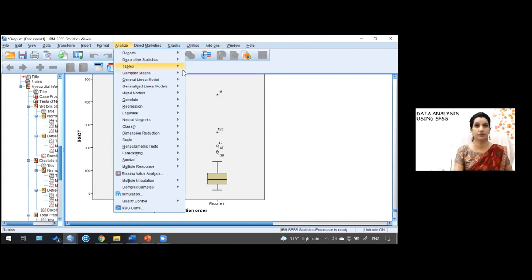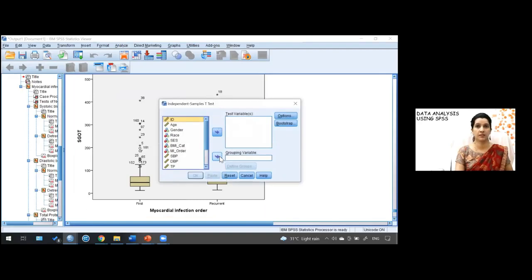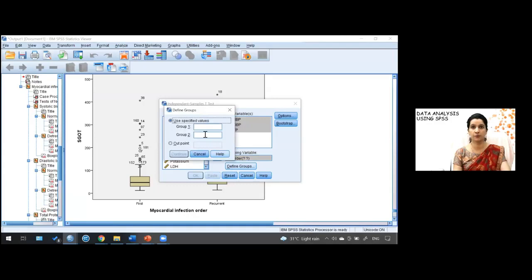So I will click this, compare means, independent sample t-test. My aim was to see the test variable. I'll press shift, select all these three variables, and move them to the test variable box. Now the grouping variable here is the MI order. So I'll shift this MI order. Again, you have to define groups. So 1 is the first order MI.